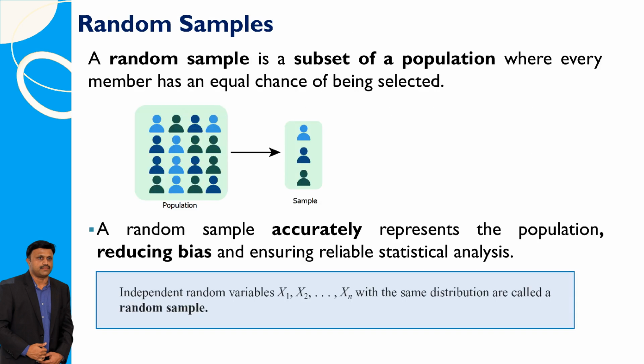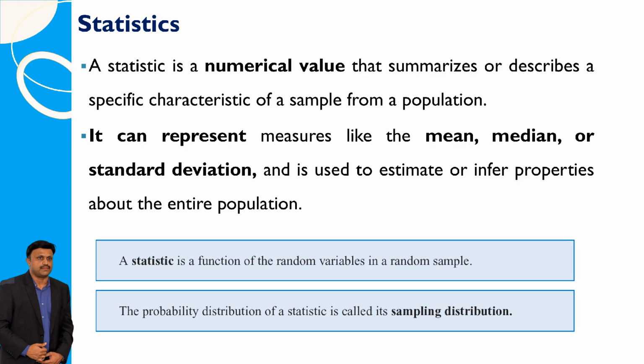A random sample is a subset of a population where each member has an equal chance of selection. It accurately reflects the population, minimizing bias and ensuring reliable statistical analysis. A statistic is a numerical summary of a characteristic of a sample, such as the mean, median, or standard deviation, used to estimate or infer properties of the whole population.